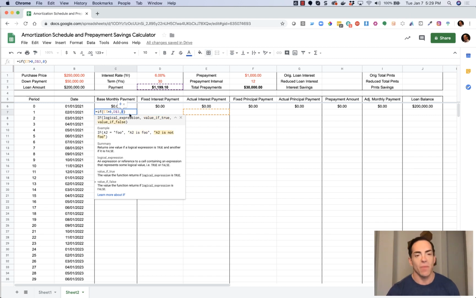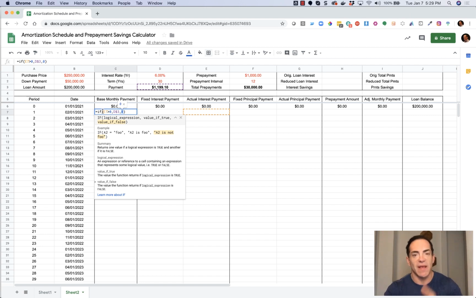Now, why would I do that? Well, basically what I'm saying is, if there's no interest due, the reason there would be no interest due is because there's no loan balance, because the loan is paid off. Well, if there's no loan balance and there's no interest due, that means there's no payment, which means don't put in the base payment amount as calculated here. Just put in 0, because the loan's paid off, there's no payment due, right?